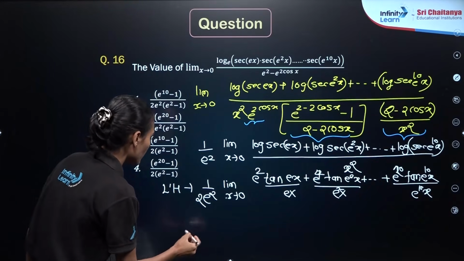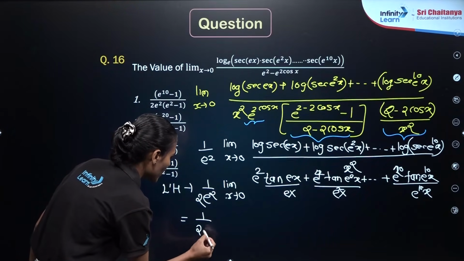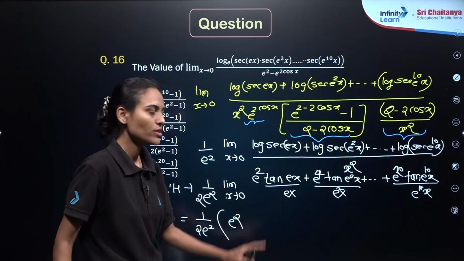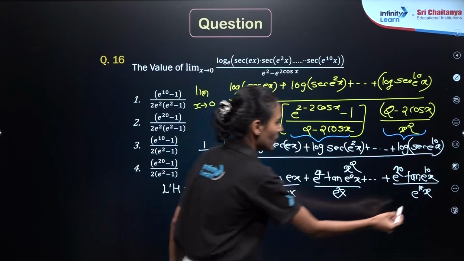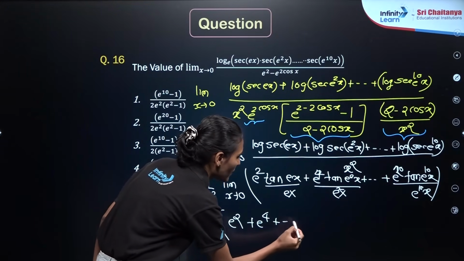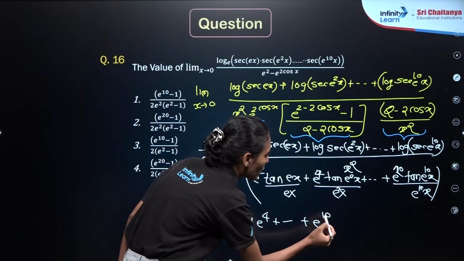So this limit will be what? This is 1 upon 2 times e^2 into the bracket e^2, limit tan theta upon theta, theta approaches 0, is 1. So here again the same: e^4, e^6, and so on up to e^20.